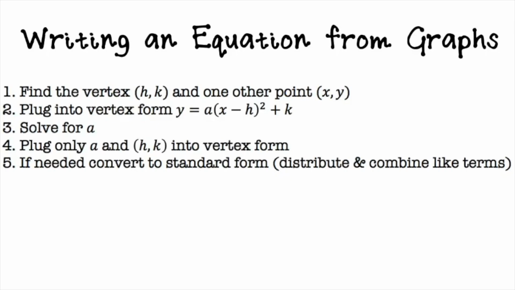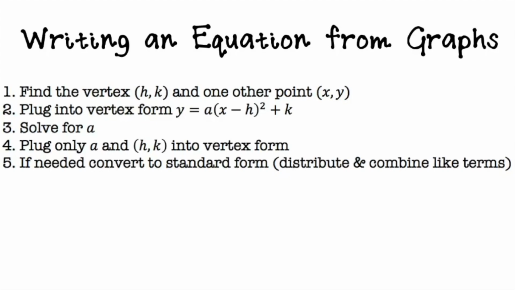So the first step you want to do is find the vertex on that parabola, so that's right where the center point is, where it changes from increasing to decreasing or decreasing to increasing. And remember that point is called the vertex, which is your h and k. And you also want to find one other point on the parabola.